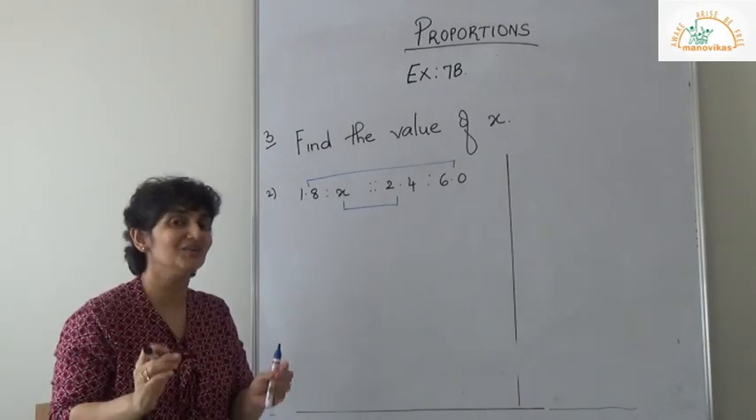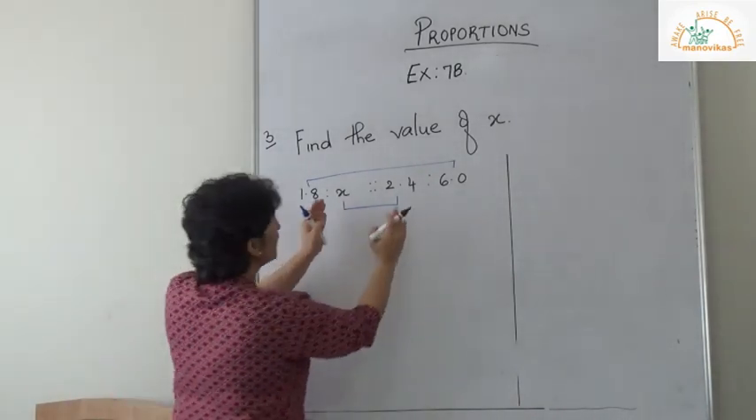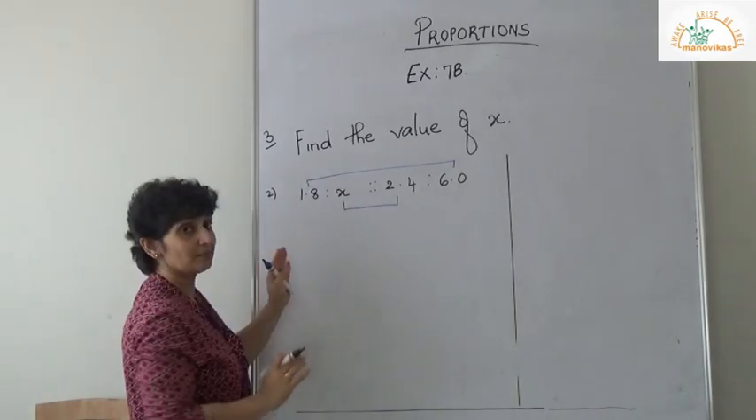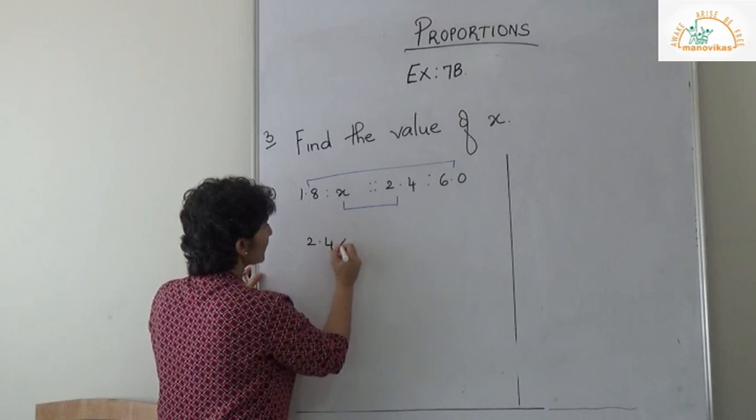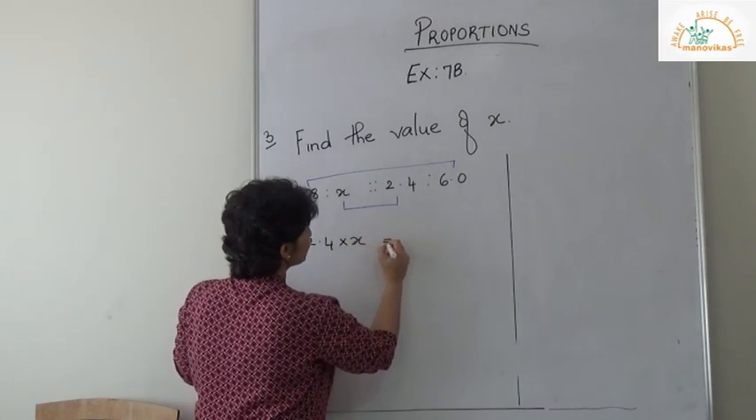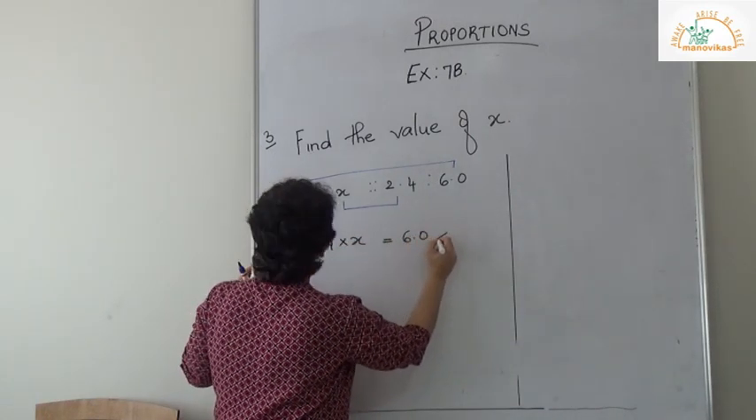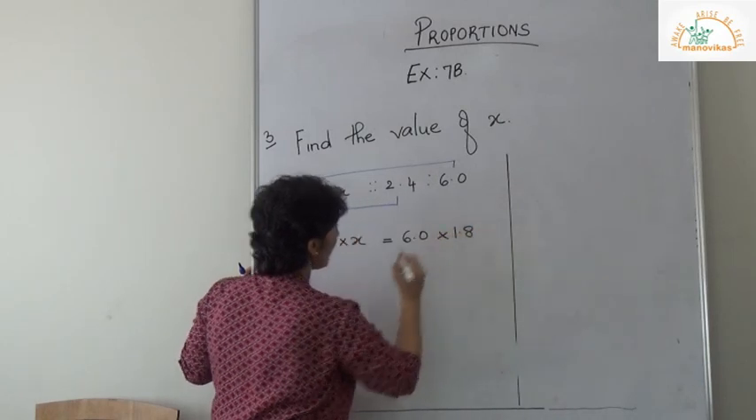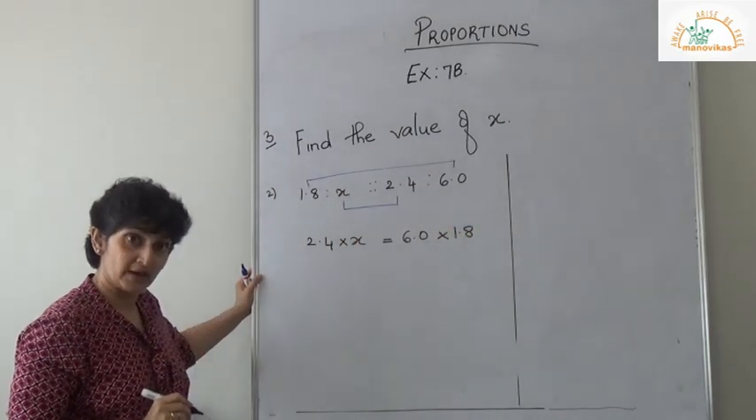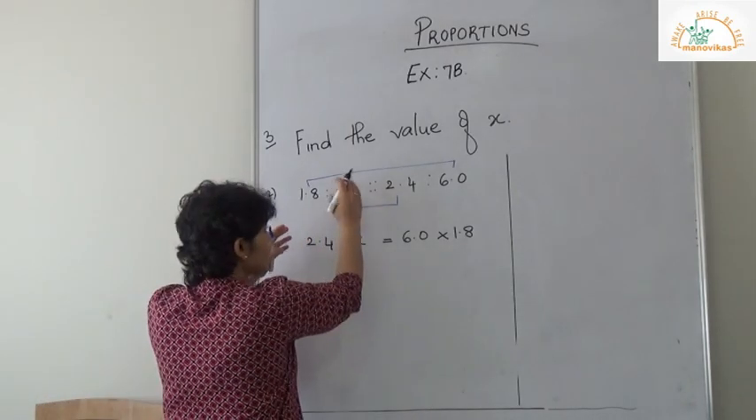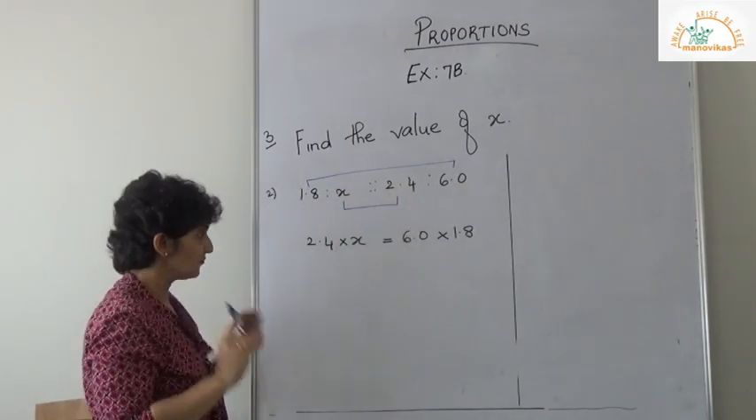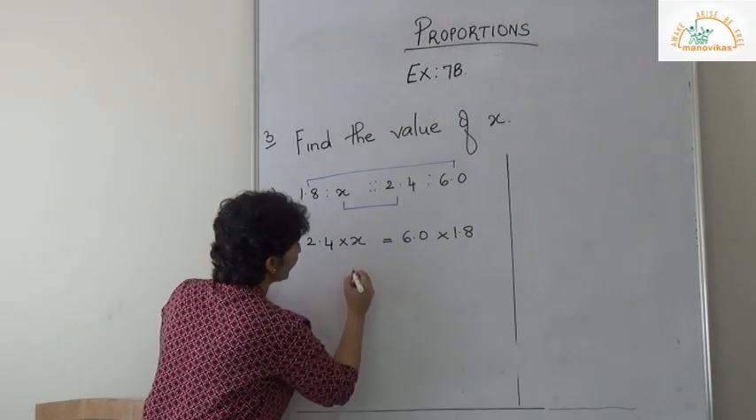Alright. Now wherever there is x, I will take that first on my left hand side. So I have 2.4 into x is equal to 6.0 into 1.8. Have you understood? 2.4 into x. I have my x here, so I've taken this first. Alright, so what do I get?